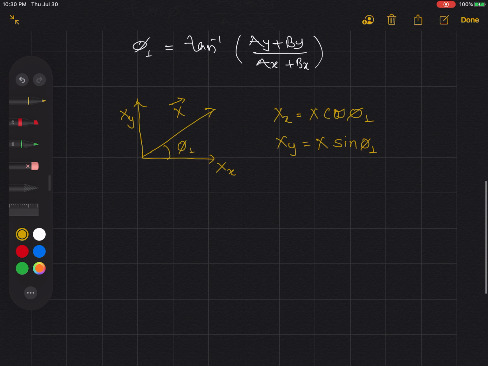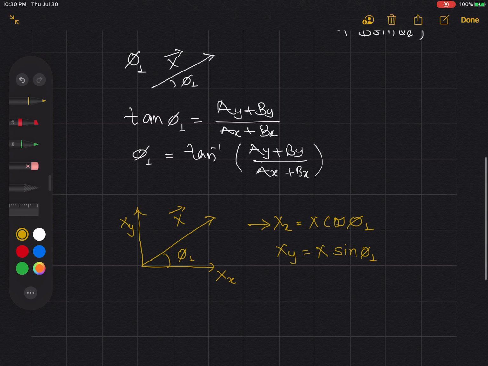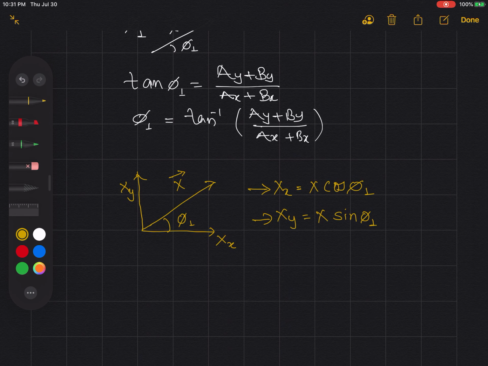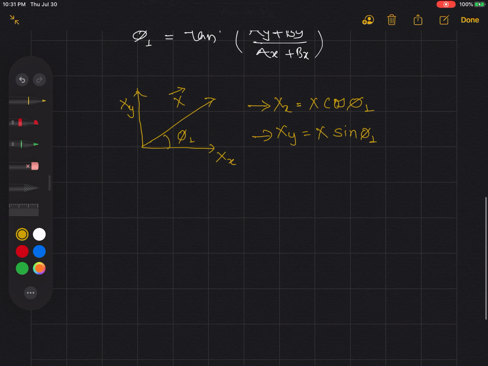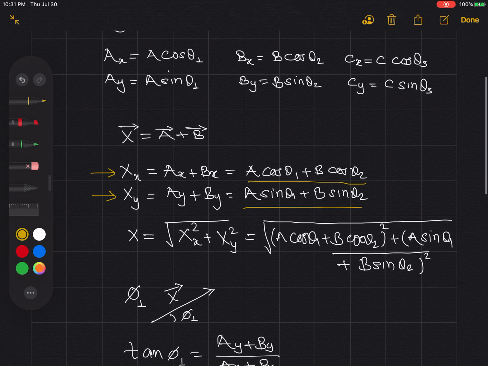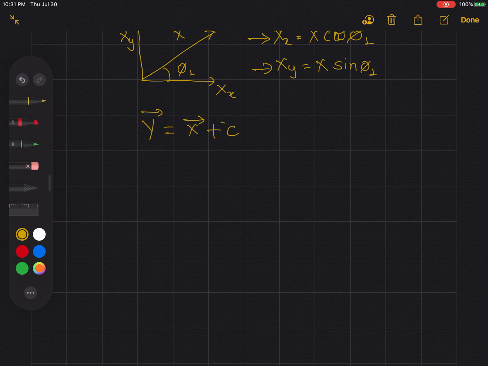Here I want to mention one thing: either you can use this one here or this one, or you can use those values. They are the same. For the x component you can use this whole value, for the y component of x you can use this whole value, or if you calculated phi you can use those values, it doesn't matter. So now let another vector y be the vector x plus the next vector, vector c.